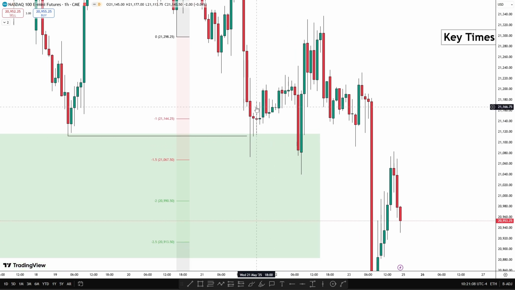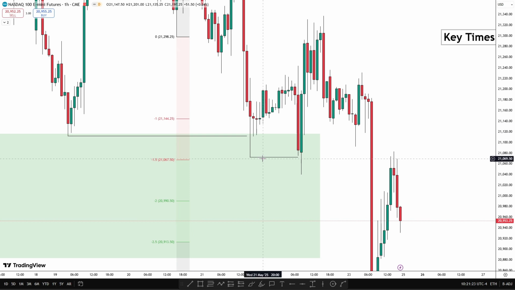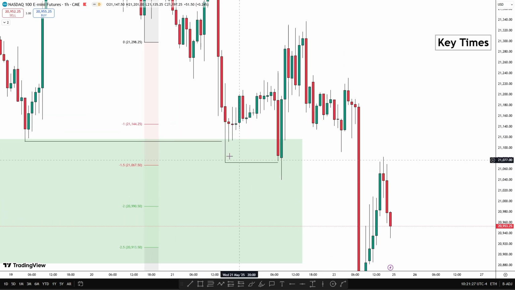Now this is because we didn't hit this at a key time. We hit this at 3 p.m. on a Wednesday, so that is not a key time at all. Now if you look right here, after sweeping out this low, we stayed inside the fair value gap, and we left behind another intermediate term low inside 1 to 1.5. So now this is going to be our next highest probability reversal zone.